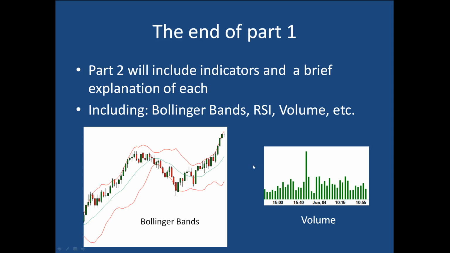So this is the end of part 1. Part 2 will talk about indicators and give a brief explanation of each. It'll cover things like Bollinger Bands, RSI, and volume. These aren't too important for trading, and some traders don't use them at all, but others do. So it's good to be knowledgeable and to have some experience with them.